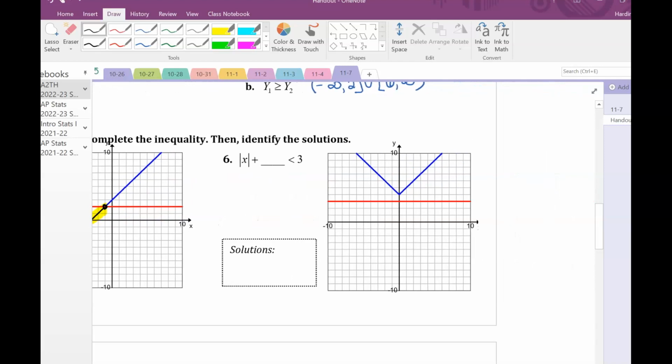All right, take a look here. We need to fill in this blank. The absolute value of x plus something is less than 3. Well, think back to your transformations. This is an absolute value graph. It's been shifted up 1, 2, 3, 4 places. So we're wondering when the absolute value of x plus 4 is less than 3. So take a close look at this graph. When is this blue V shape less than 3? Well, it never is. So the answer to this one is no solution.